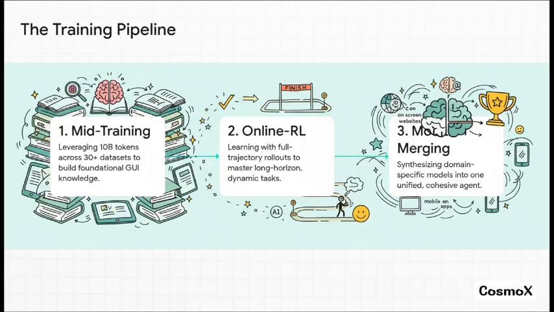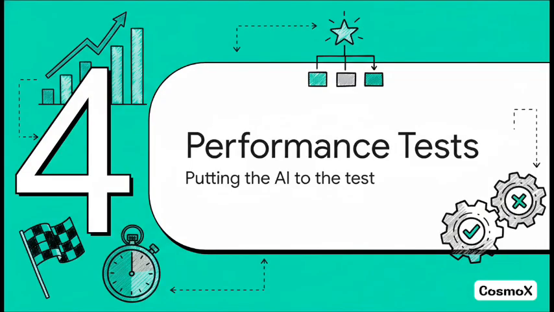Then came the real test, online reinforcement learning. This is where it learned by doing. But here's the cool part. It only got a reward, a good grade if you will, if it completed the entire task successfully, not just for one correct click. This forces it to think strategically about the whole mission, not just the next step. And finally, model merging. They took 3 specialized AIs, one that was an expert at grounding, one for web apps, and one for mobile apps, and then merged them all into one unified super agent. So it's this combination of massive book smarts, strategic, real-world practice, and then bringing together a team of experts that makes it so powerful.